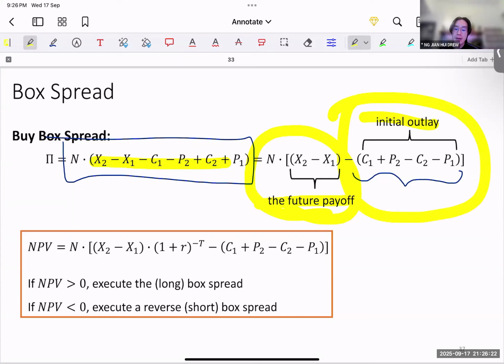However, we know that x2 minus x1 is a future payoff. It means that we need to do what? We need to present value it. So we need to present value the future payoff. Then we less off the initial outlay. And if NPV is more than 0, we should execute a long box spread because we're going to get some money. NPV is positive. If it's negative, we should execute a short box spread.